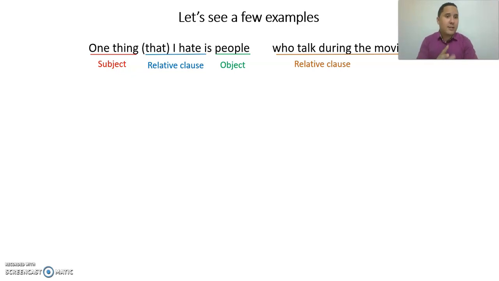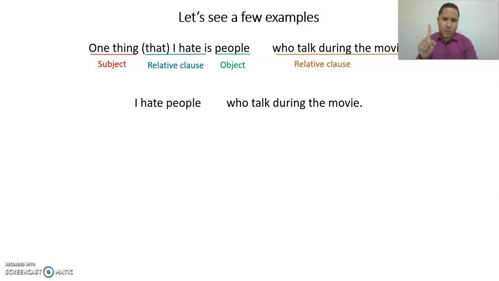Now, the second clause is the relative clause. Why? We have the relative pronoun who. So, who talked during the movie? Let's see a second one. I hate people who talk during the movie. Here we have again two clauses. Number one, I hate people. There we have subject and object. Also remember, hate is a verb. So, I hate people, relative clause, who talk during the movie.